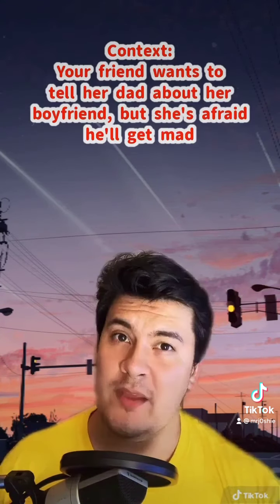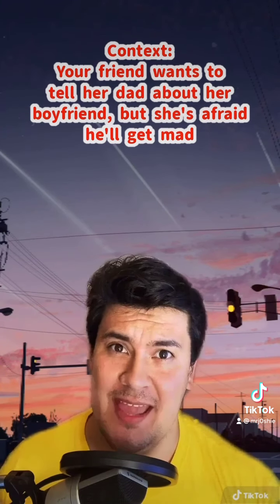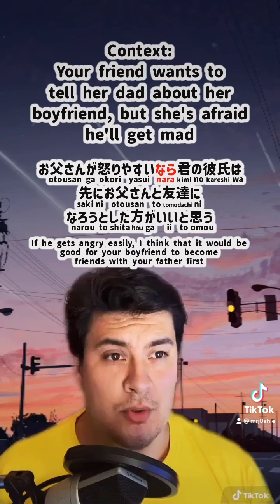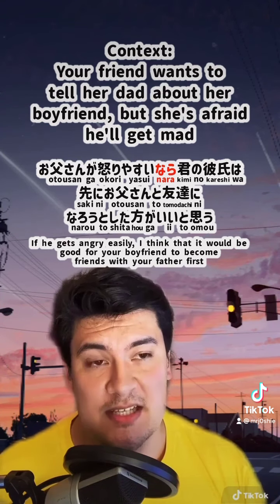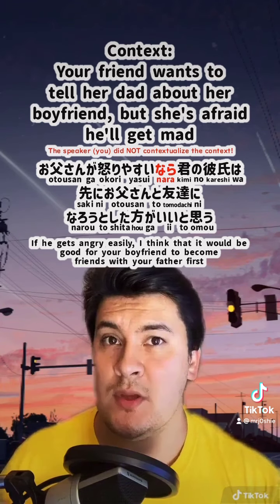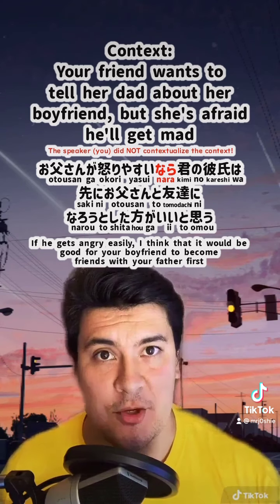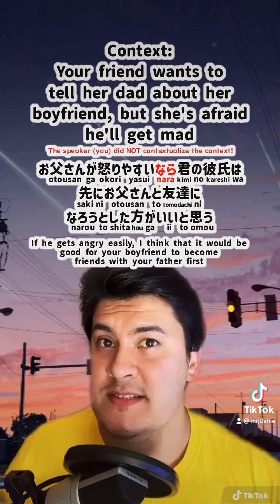Suggestions. On your way home, you see your friend crying. She wants to tell her dad about her boyfriend, but she's afraid he'll get angry. You say, "Otou-san ga okuri yasui nara, kimi no kareshi wa saki ni otou-san to tomodachi ni narou shita hou ga ii to omou." Notice how you, the speaker, wasn't the one who contextualized the fact that her dad is easily angered. Someone else, in this case your friend, contextualized that fact. This is why you would use nara.